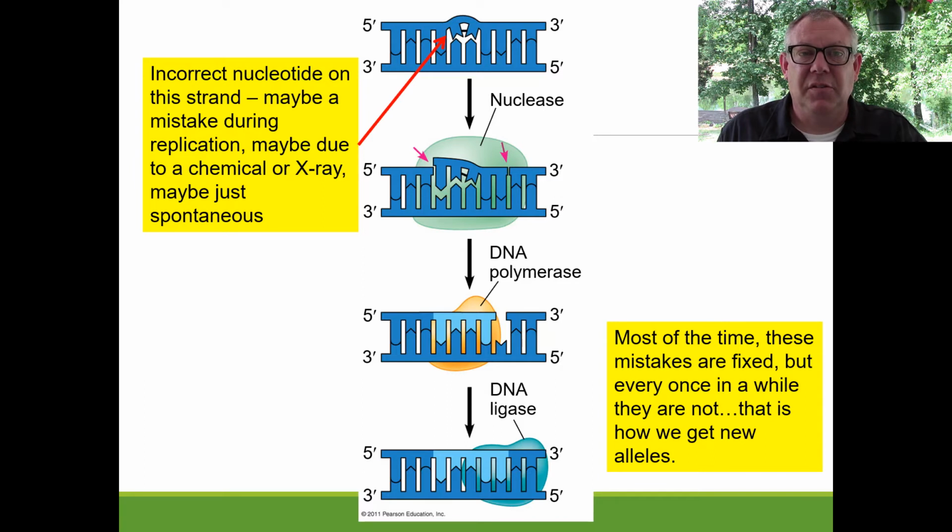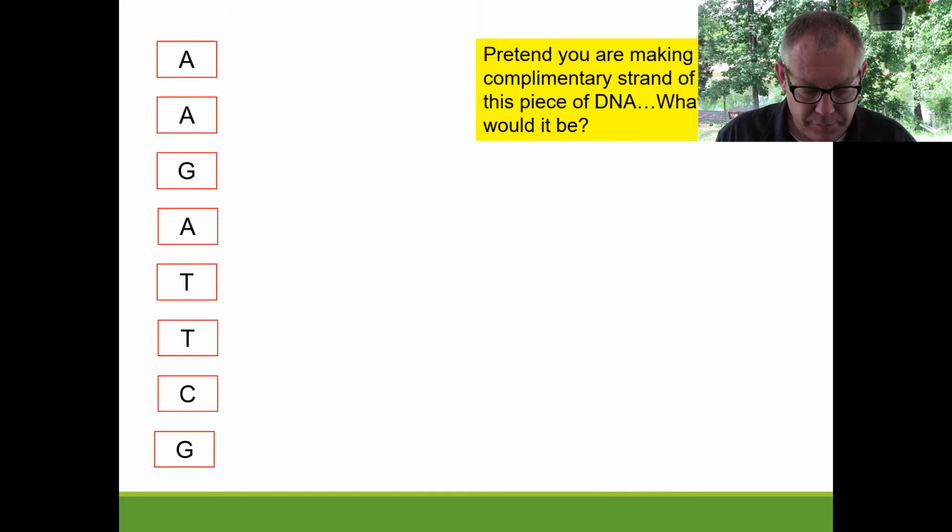But every once in a while, it doesn't get fixed. The wrong nucleotide gets stuck in. And so now we've mutated the DNA, and now we have a new allele. Remember what we said alleles were? Different forms of the same gene. If you have a mutation where you change the DNA, now you've got a different form of that same gene. You've got a new allele. And this is how we get new alleles.